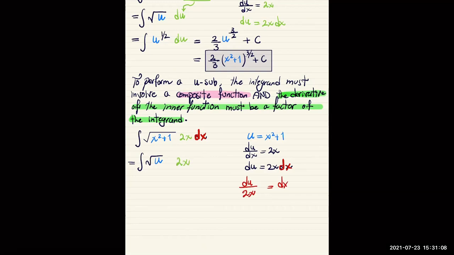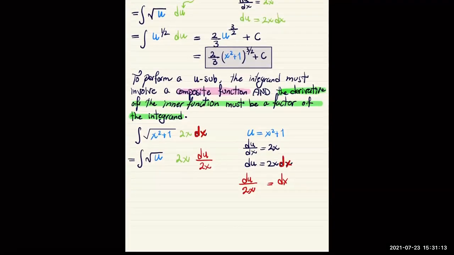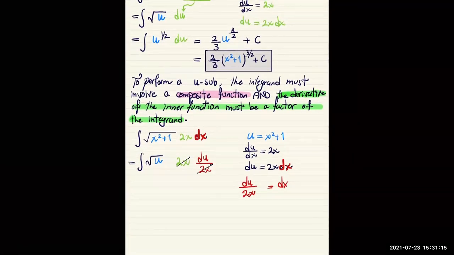2x is already there. dx becomes du divided by 2x. And as you see here, the 2x's cancel out. So what you're left with is, again, the antiderivative of u du. See how that worked out? Your antiderivative turned into something that you can actually do. So you go ahead and finish the same way as before. Okay?